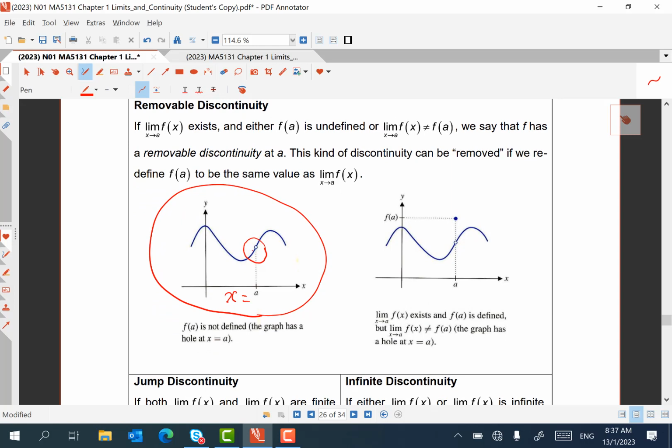To remove the discontinuity, you can technically redefine the value of the function at x equals a to the value that is given here. For that reason, this one is described as removable. You can just redefine the function value to make it continuous. If you have redefined it, then it won't be an unshaded circle, it will be filled in. That's why it's described as removable, because you can patch it up and make it continuous.